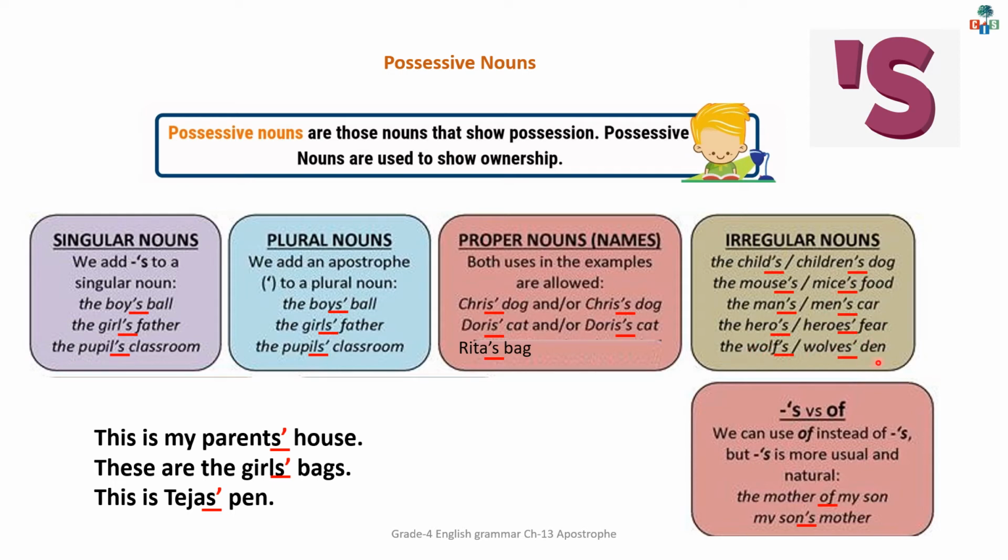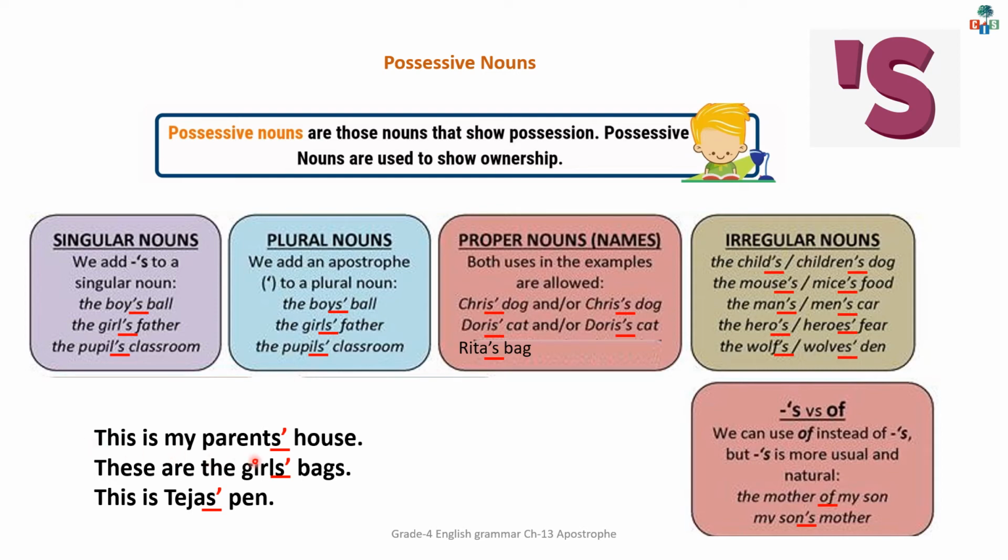The wolf's den. Here wolf means only one wolf, so insert apostrophe mark followed by an S. And if we are talking about more than one wolf, it will be wolves. The wolves' den. So the noun wolves is ending with an S only, and if the noun is ending with an S, no need to put an extra S. Just insert an apostrophe mark only. The wolves' den.